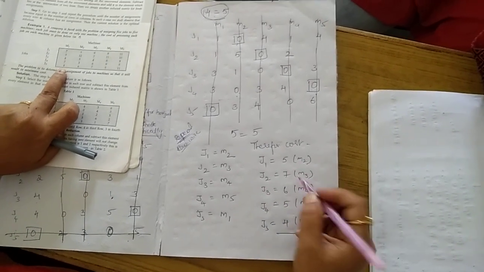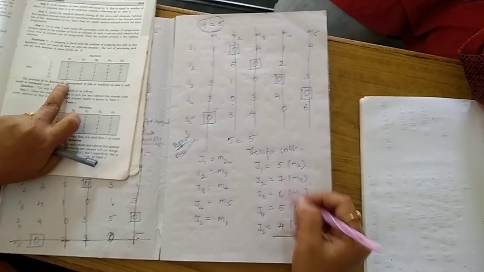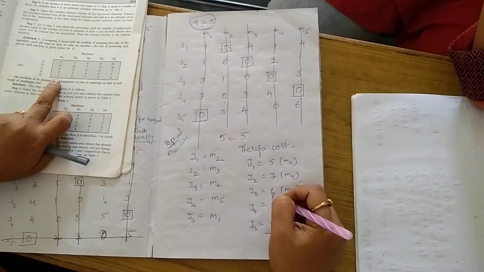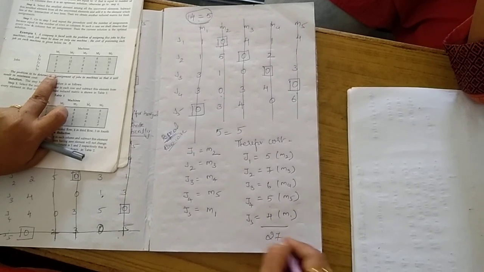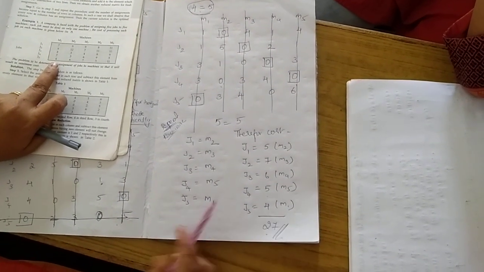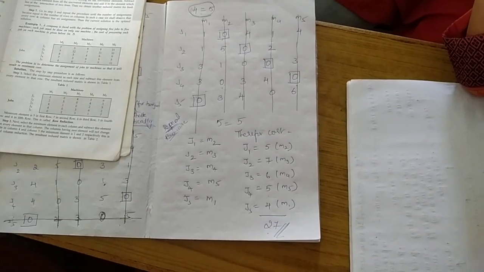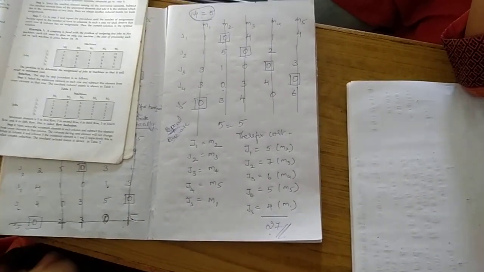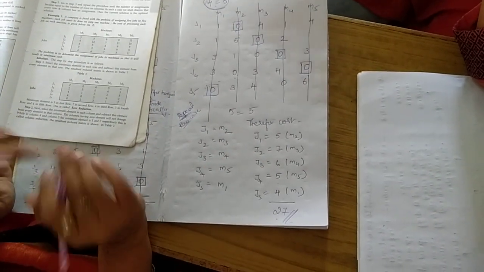So therefore my total cost is equal to how much, ma? 5 plus 5 10 17 23 27 is my cost. So with the minimum cost we are going to assign all the machines to all the jobs in such a manner that my cost automatically becomes a minimal.